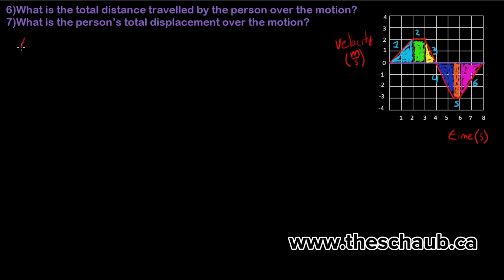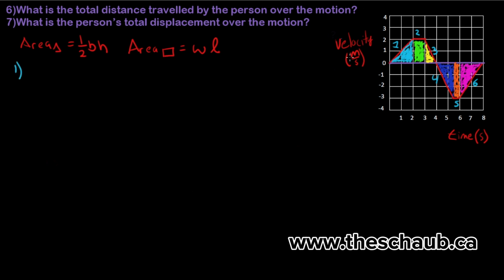The area of a triangle is equal to 1/2 base times height. The area of a rectangle is equal to width times length. So the easiest way to answer question 6 and 7 is just to find all our areas up front. So we'll start with segment 1 here.